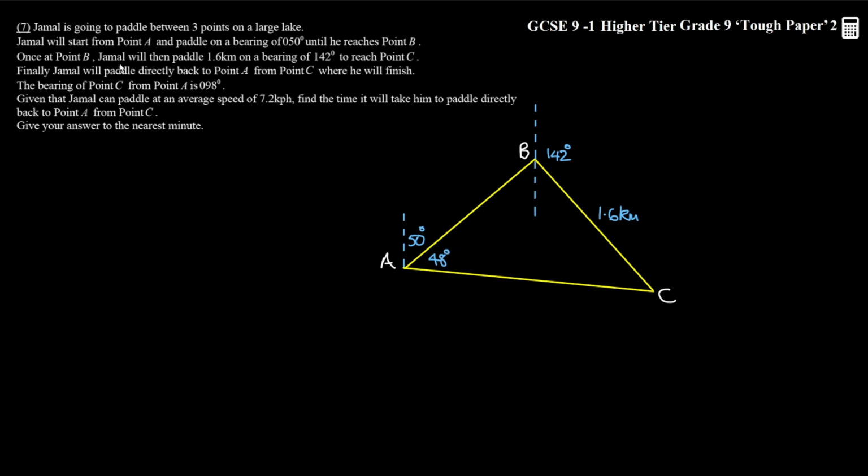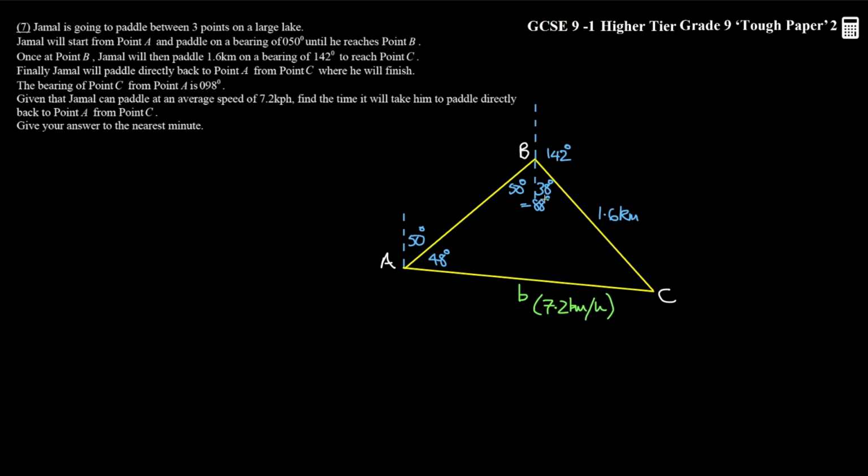And working out the top angle, this is 50 degrees because of alternate angles here. Here's the Z. And this angle here is 180 minus 142, which is 38 degrees. So combined, this is 88 degrees. All we're told about his journey back from C to A is that he paddles at a speed of 7.2 kilometers per hour. So we need to know this distance. I'm going to call this distance b as it's opposite angle B.